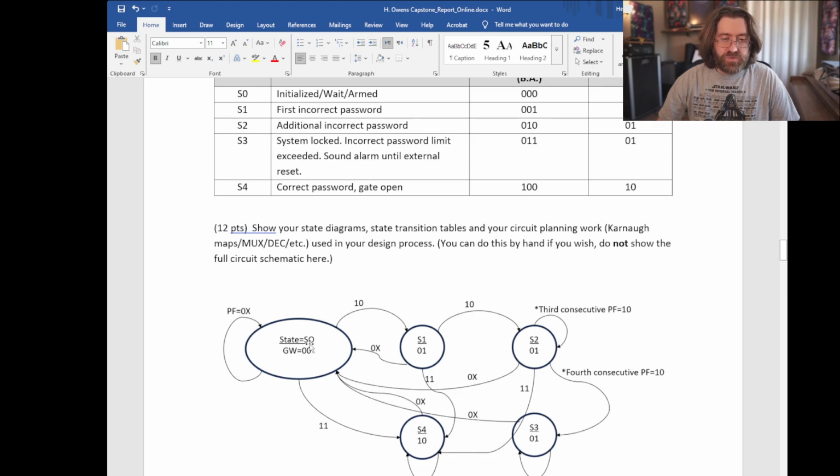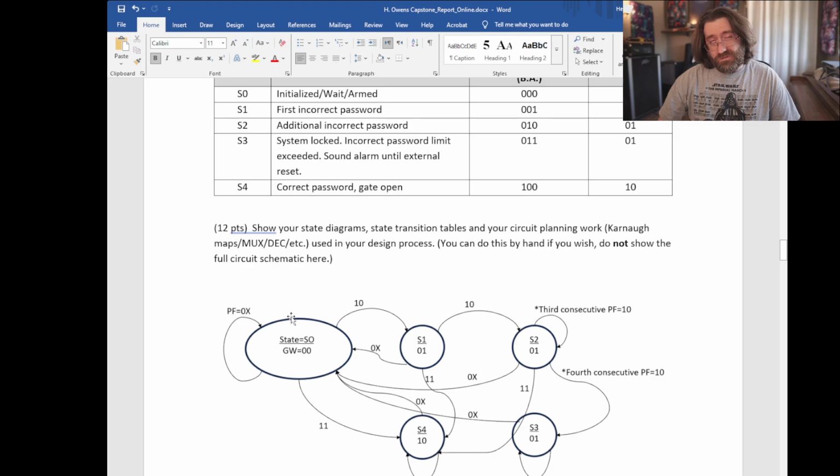If an incorrect password is entered the first time, it goes to state S1 where the warning alarm will sound, with the gate off. Another incorrect password sends it to state S2. Then from state S2, if a third one is triggered, it still stays in S2. Otherwise, you can still go to S4. If a 4th consecutive incorrect password is entered, you enter state S3 where it stays until reset.